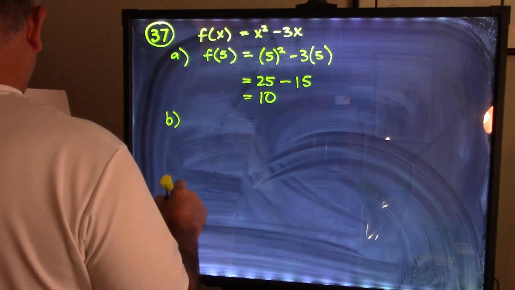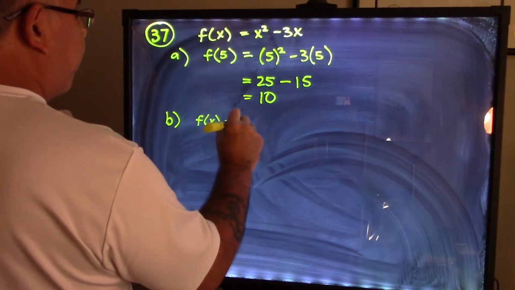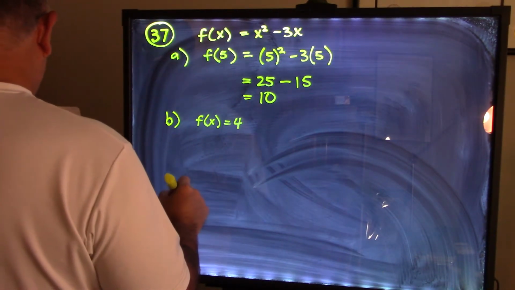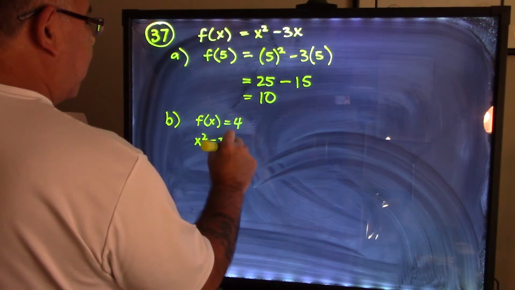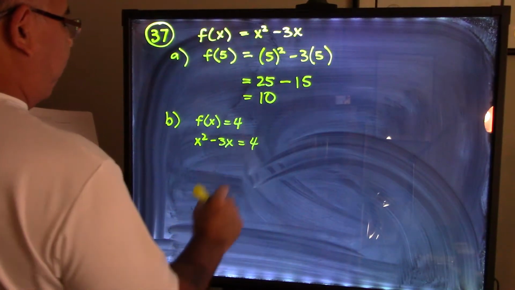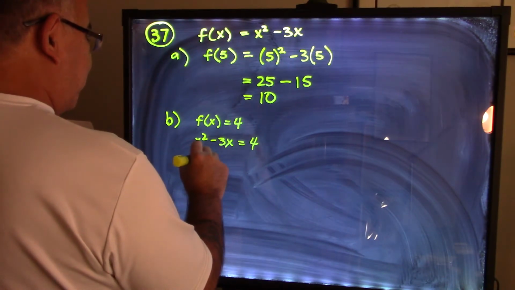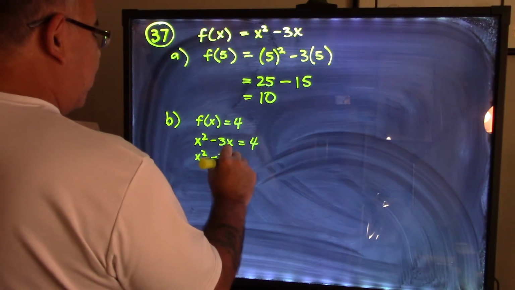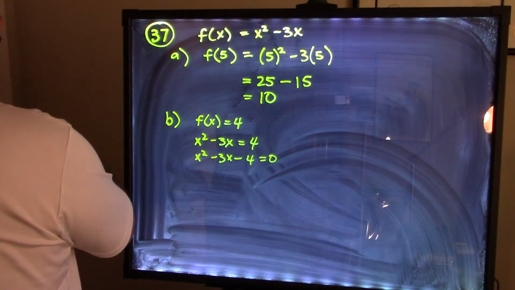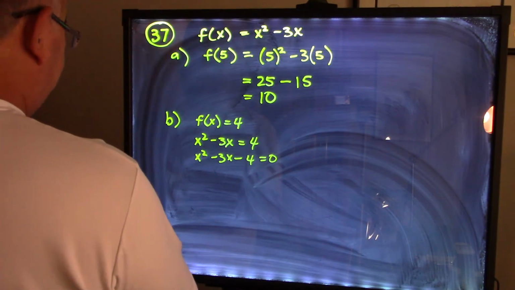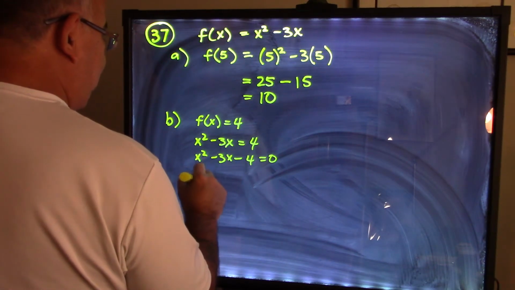Part B. We have solve f of x equals 4. So what's f of x? It's x squared minus 3x. That's equal to 4. Bring the 4 to the left side of the equation. x squared minus 3x minus 4 equals 0. Now this is factored into x plus 1, x minus 4.